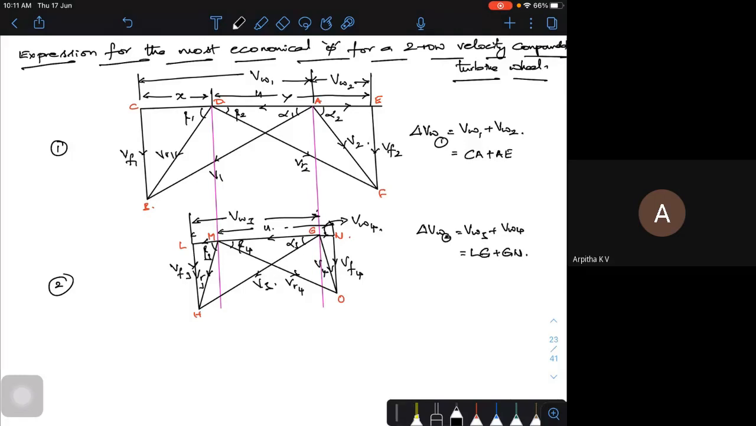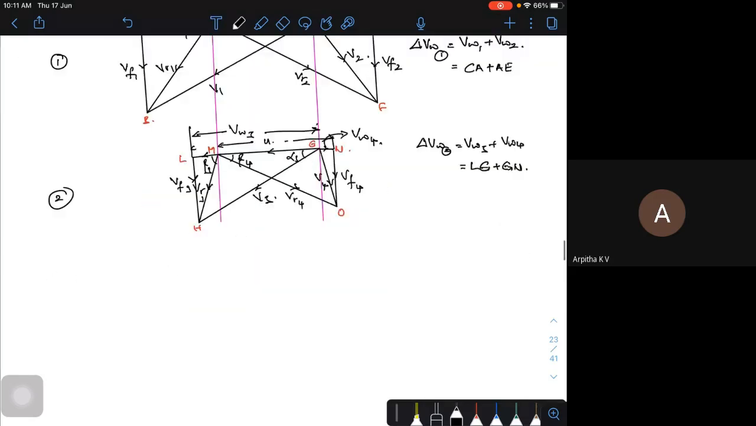Now, let us try to obtain the expression for it. To do that, let's try to make some assumptions. What are the assumptions? The first assumption I'm going to make is the blades are equiangular. What do you mean by it actually? Beta 1 is equal to beta 2 and beta 3 is equal to beta 4.